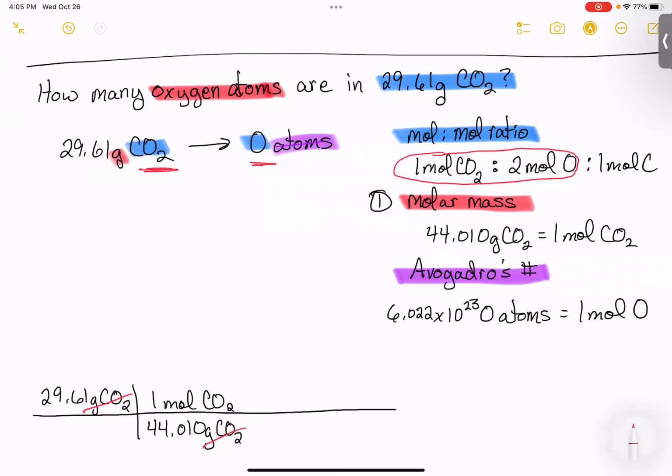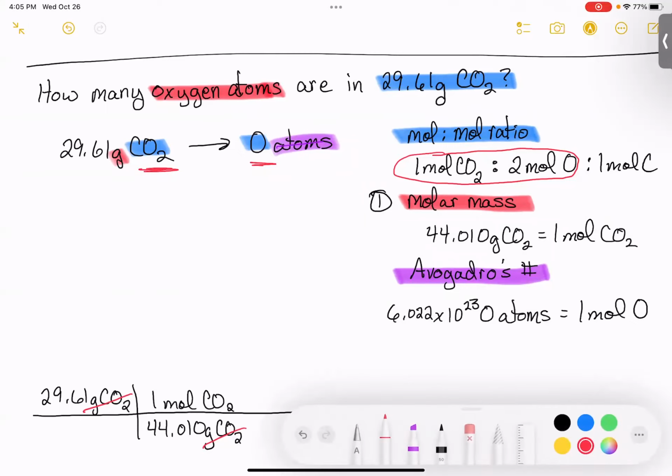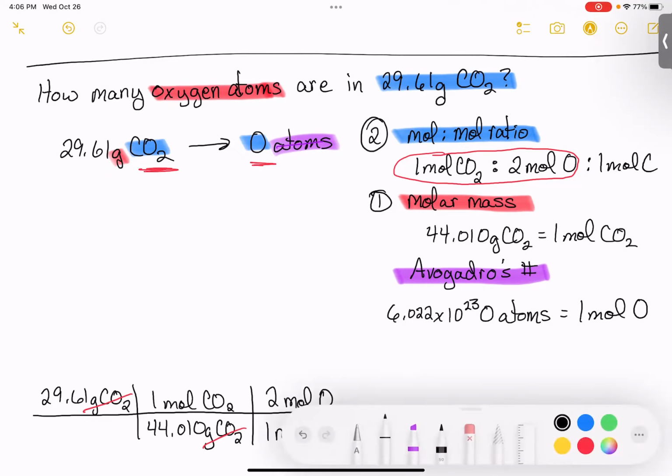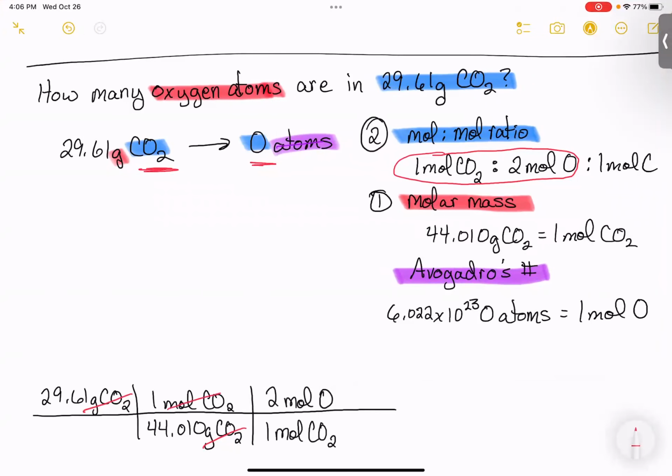Now I have moles of carbon dioxide, but I need to get to oxygen. So my second conversion factor is going to be the mole to mole ratio. Of that mole to mole ratio, I'm going to place the mole of carbon dioxide in the denominator with the moles of oxygen in the numerator. The moles of carbon dioxide went into the denominator so that the unit and the substance would cancel out, leaving moles of oxygen.